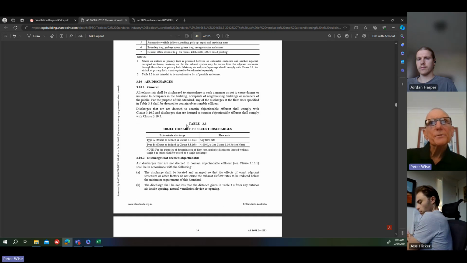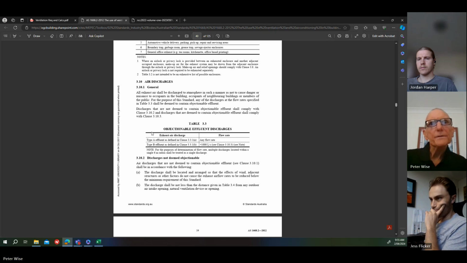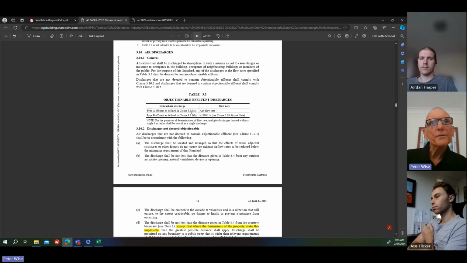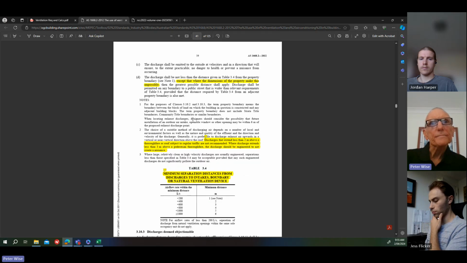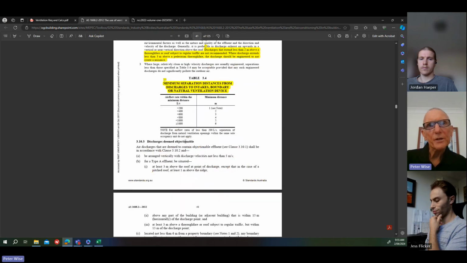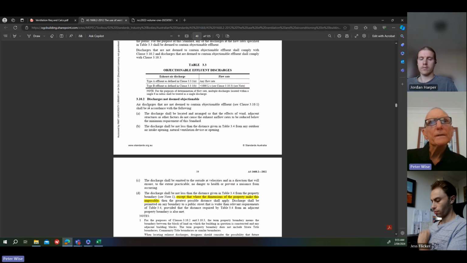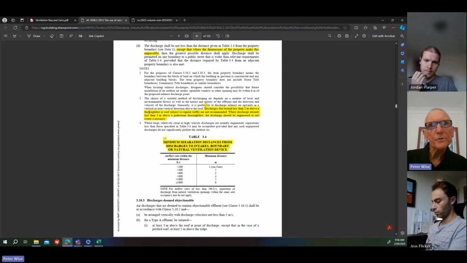Table 3.3, objectionable effluent discharges. So if you've got type A effluent, which I mentioned just before, that applies to any flow rate. So this is where you're discharging the exhaust from the building. Type B effluent, which is a kitchen exhaust hood basically, anything greater than 1,000 litres per second has to comply with 3.10.3, which is discharges deemed objectionable. I'm not going to go through this now, but just be aware of it. So anything that's not deemed objectionable has to comply with these. So the requirements for objectionable discharges are much more stringent than non-objectionable.